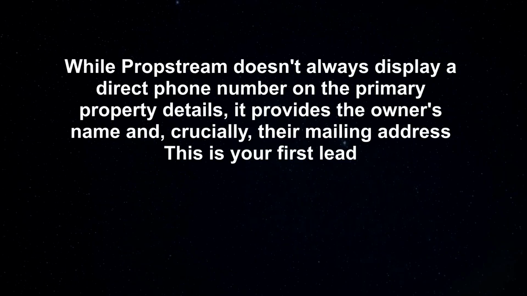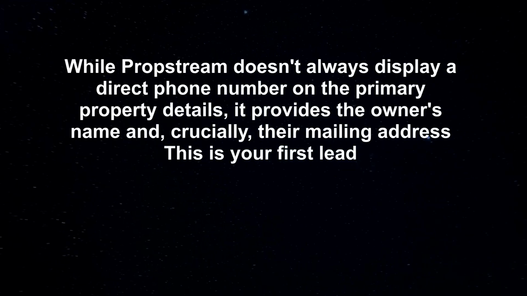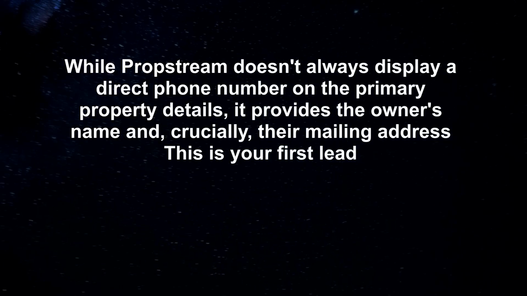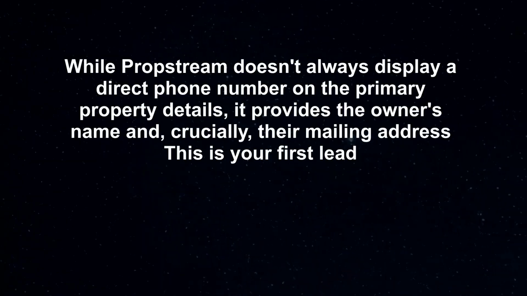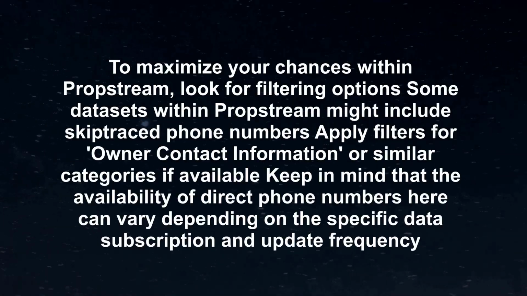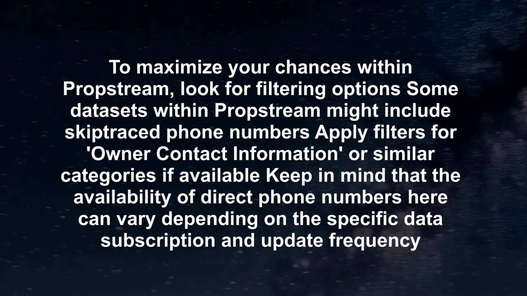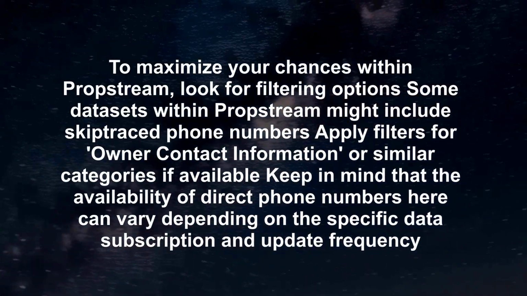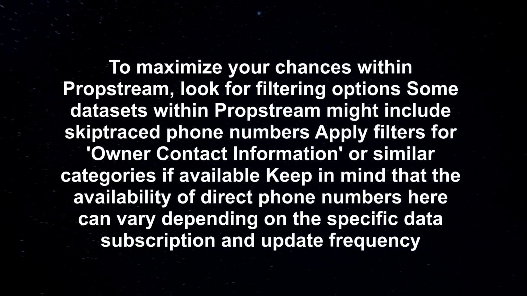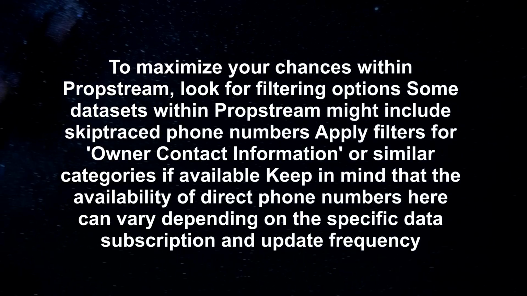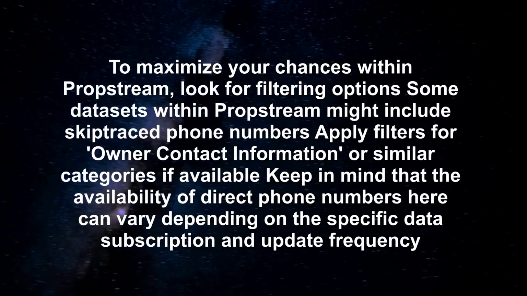While Propstream doesn't always display a direct phone number on the primary property details, it provides the owner's name and, crucially, their mailing address. This is your first lead. To maximize your chances within Propstream, look for filtering options. Some datasets within Propstream might include skip-traced phone numbers. Apply filters for owner contact information or similar categories.